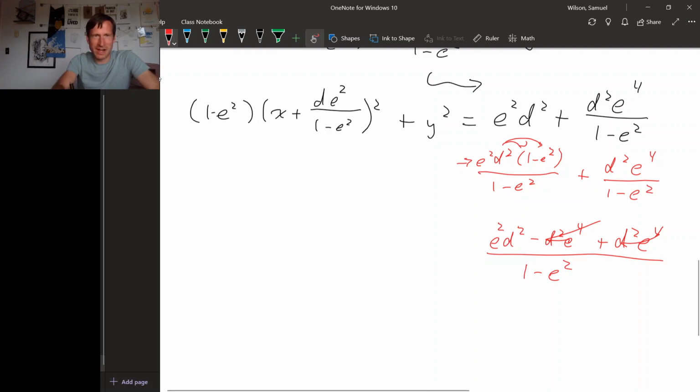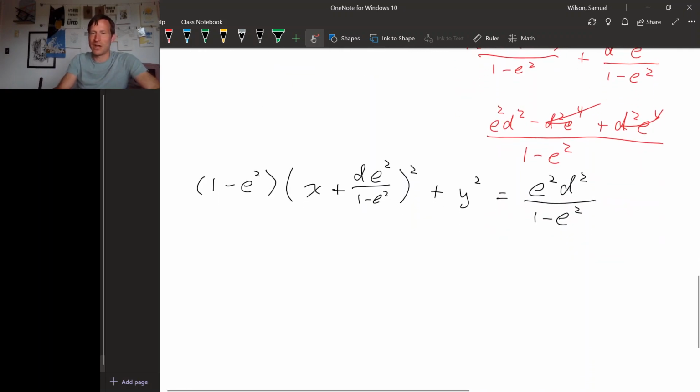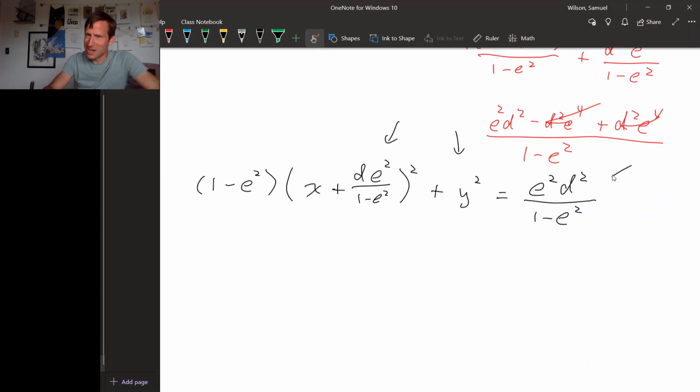so now using this to rewrite our equation, we get 1 minus e squared times x plus de squared over 1 minus e squared, squared, plus y squared equals e squared d squared over 1 minus e squared. Okay, now this almost looks like the equation of a conic. The only thing is, right, we're used to having a term with x squared and a term with y squared, but we're also used to having a 1 on the right-hand side instead of this crazy fraction.